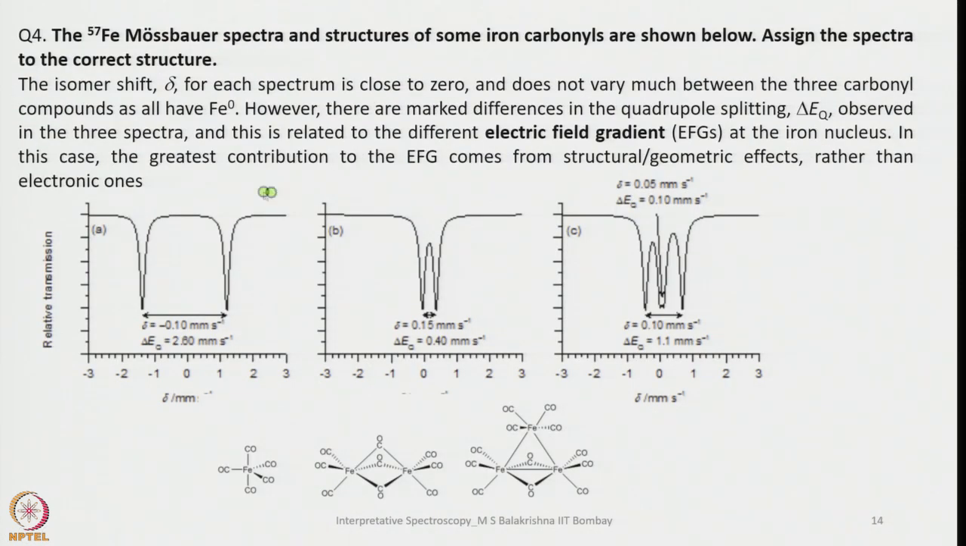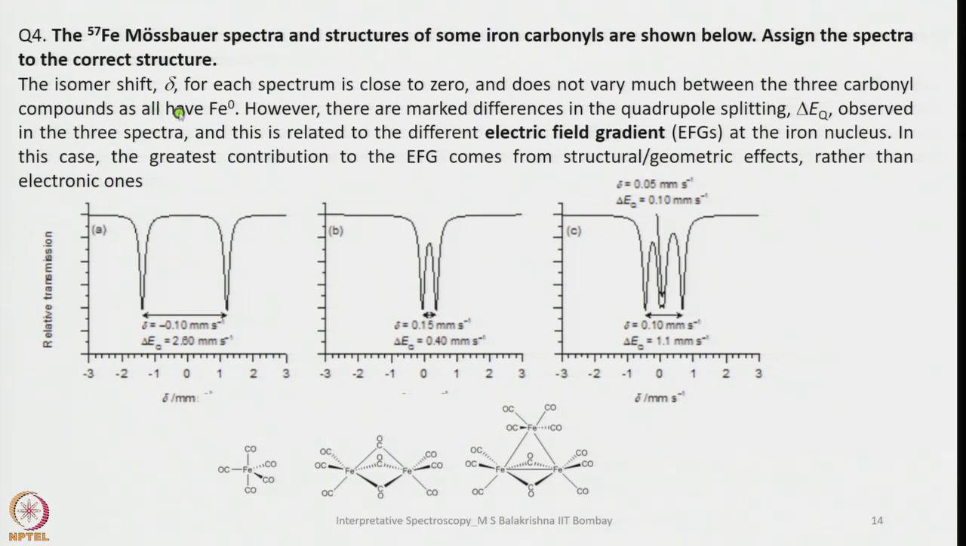Let's look into one more spectrum, and again how to distinguish different geometries of iron compounds, iron carbonyl compounds. The 57Fe Mössbauer spectra and structures of some iron carbonyls are shown here. Assign the spectra to the correct structure. Spectra are given here and also some structures are given. We have to assign the spectra to the corresponding structures.